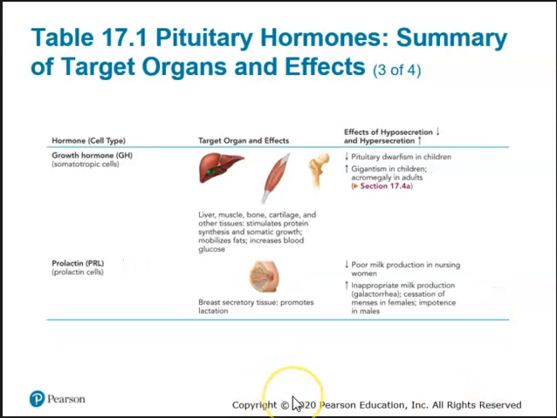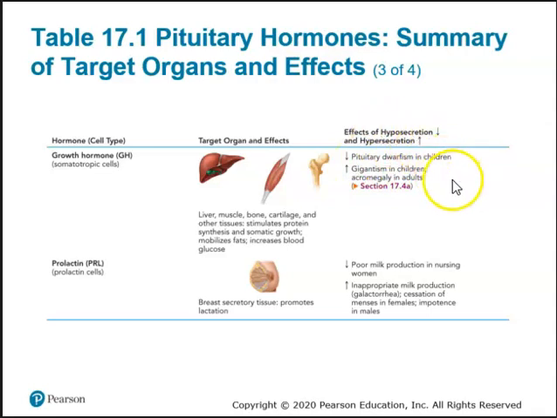Growth hormone, target organs include the liver, muscle, bone, cartilage, and other tissues. It helps stimulate protein synthesis and somatic growth, mobilizes fats, and increases blood glucose. Effects of hyposecretion, meaning a low amount secreted into the blood, you have what's known as pituitary dwarfism in children.